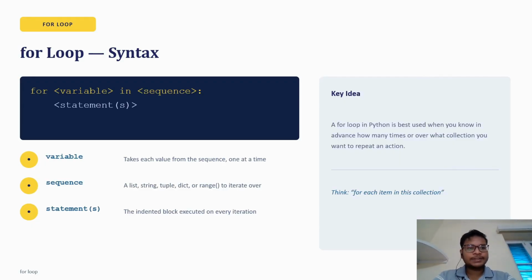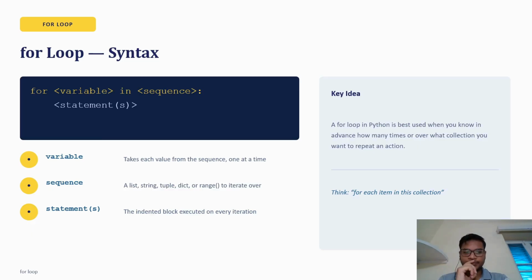So this is the for loop syntax. How is this possible? Just see here. For a variable, variable means any type of expression like i, x, anything you want to take. In a sequence, sequence means any type of list, string, tuple, dictionary, or range to iterate over, and the variable takes each value from the sequence one at a time.